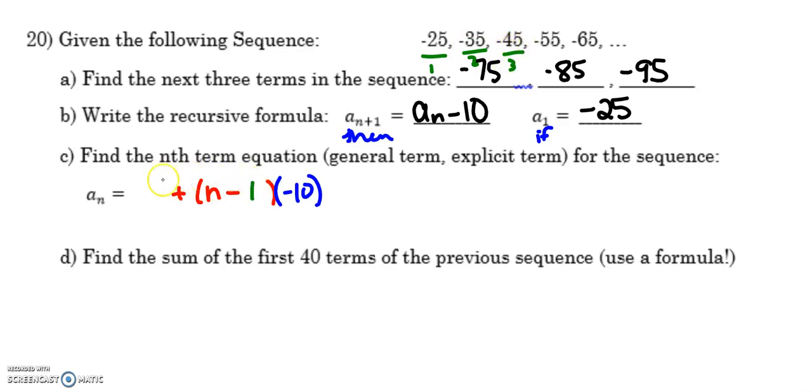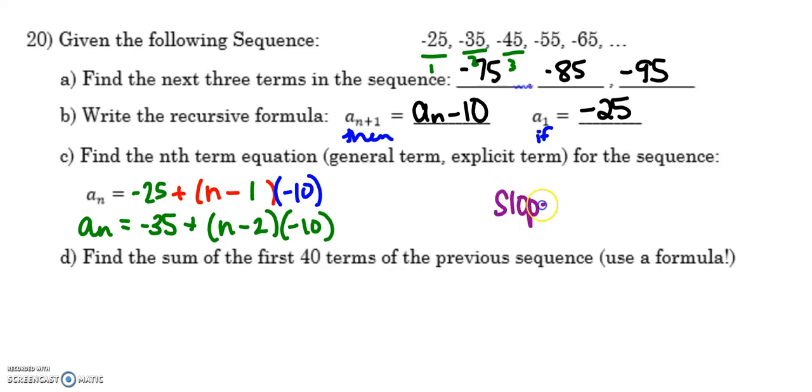So again, this could be 1 and negative 25, but I also could have written a sub n equals negative 35 plus n minus 2 times negative 10, because you're looking at point slope form. And so what you've identified is your slope is negative 10 because of this arithmetic sequence, and you need any point in your sequence, which could vary depending on the index.